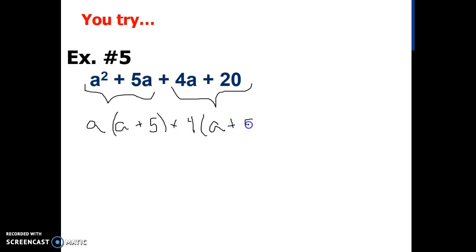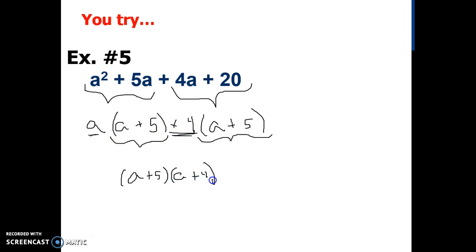Hey, look at that. I have an A plus 5 here and here. Now, this next thing only works if these match, and luckily for us, they do. So I'm going to rewrite A plus 5. And then the other parentheses are going to take whatever else I have. So that'd be this and these. And that's what I'm going to write there. A plus 4. And there we go. We just factored. Pretty cool, right? I know you probably don't think so, but I think it's pretty cool.